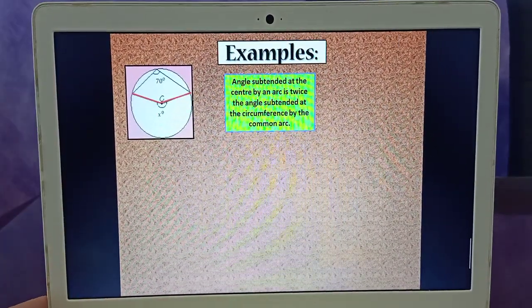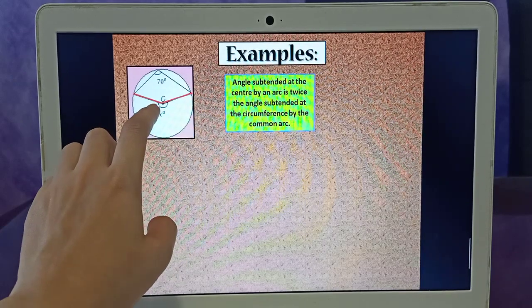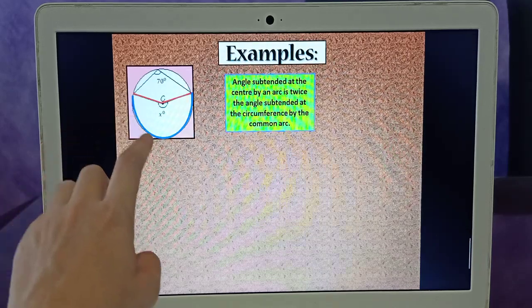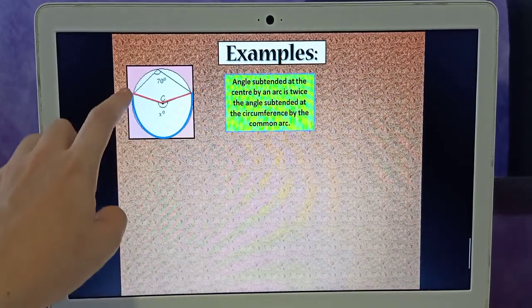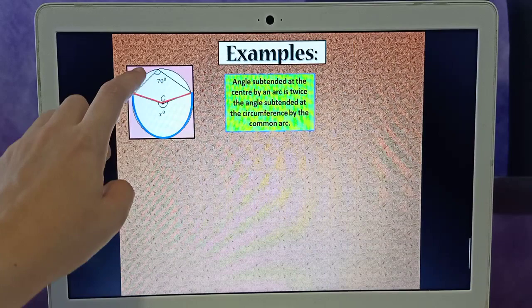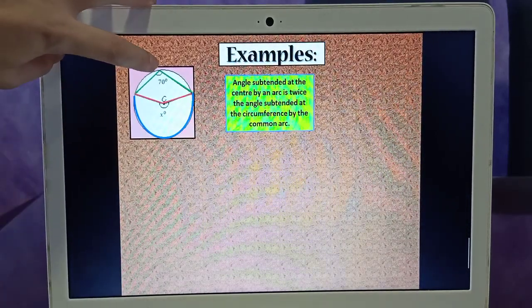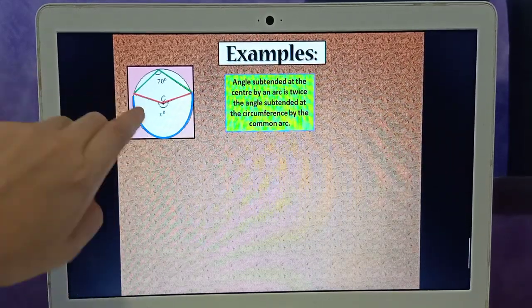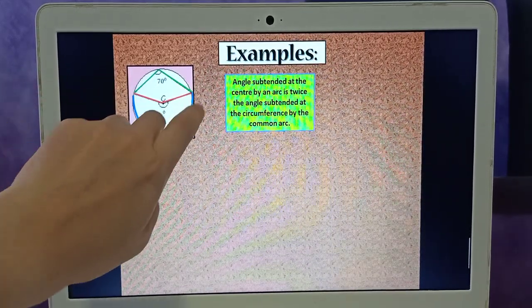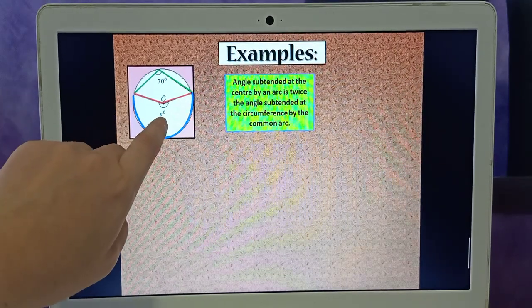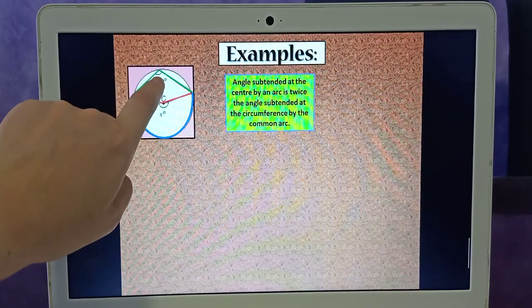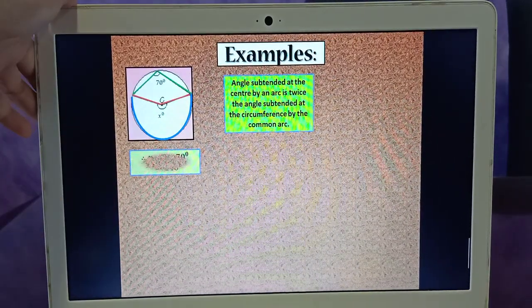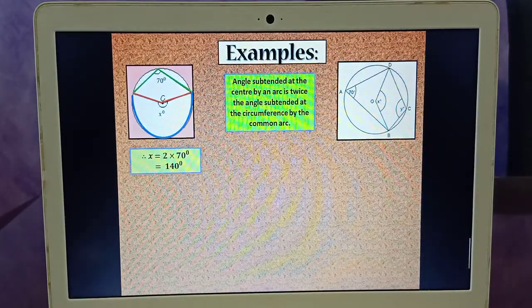Okay, so this is the angle subtended at the center because it is formed by two radii and a major arc here. Okay, the angle is according to the arc subtended. And this is the angle subtended at the circumference, also by this arc. So they are actually subtended by the same arc, right? So the angle subtended at the center is twice the angle subtended at the circumference. So x is equal to double of 70 degree, so it is equal to 140 degree.